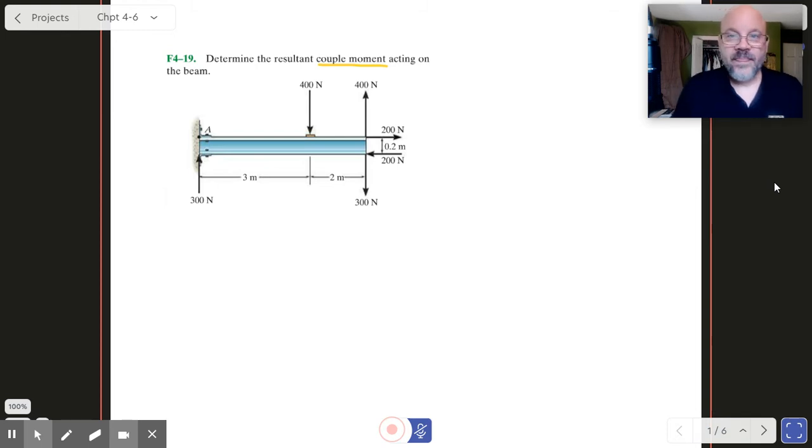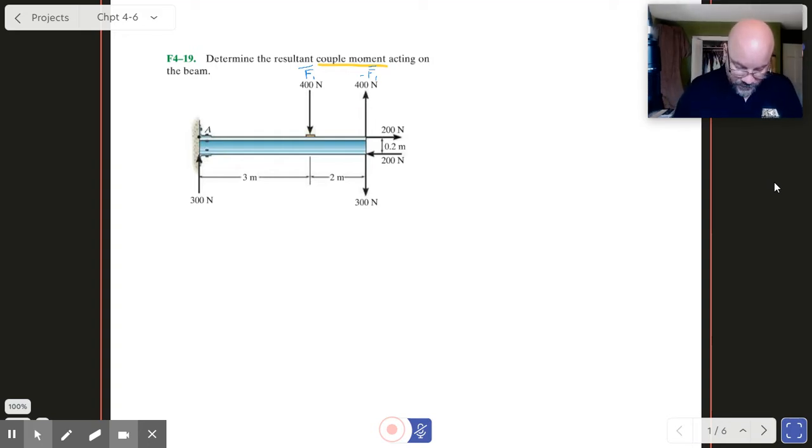So think about the two 400 Newton forces right there. Let's suppose we call this one F1, and the other one we'll call minus F1. These are both force vectors, but they're opposites. Then suppose we decide, somewhat arbitrarily, to think about the moment generated by F1, the one going down.